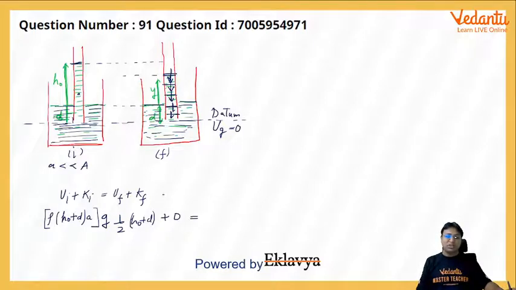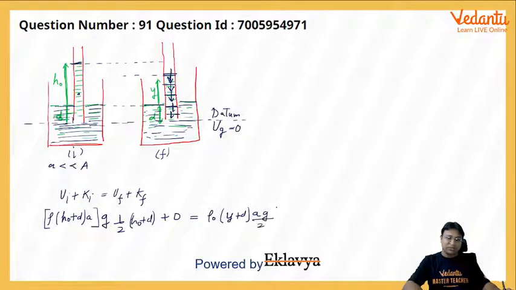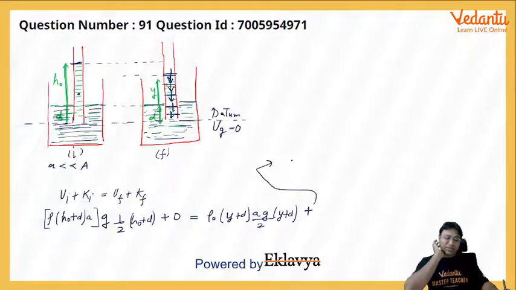Ki was 0. Uf can be written in a similar manner. We just have to replace H naught with y. So I will do that directly now. So it will become rho naught, or simply rho basically. Okay, it will become rho into (y plus d) into A into g by 2 into (y plus d). Now what about the kinetic energy in this state? So kinetic energy we are going to write as half into the mass of the liquid present in the tube, which is rho into (y plus d) into A, so m v square is y dot square.